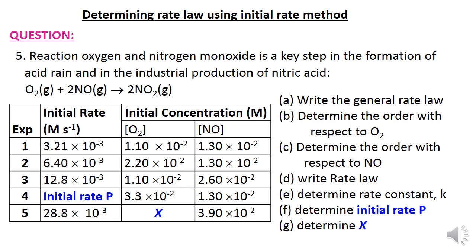A. Write the general rate law. B. Determine the order with respect to oxygen. C. Determine the order with respect to nitrogen monoxide. D. Write the rate law. E. Determine the rate constant k. F. Determine the initial rate P. And G. Determine X, the initial concentration of oxygen.